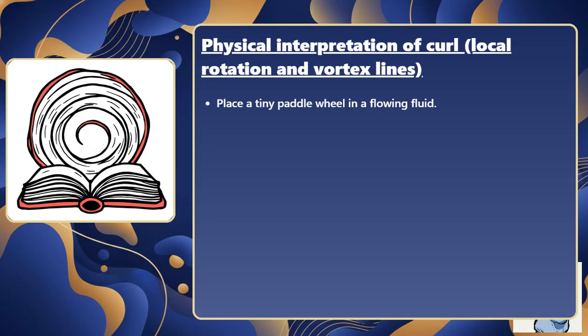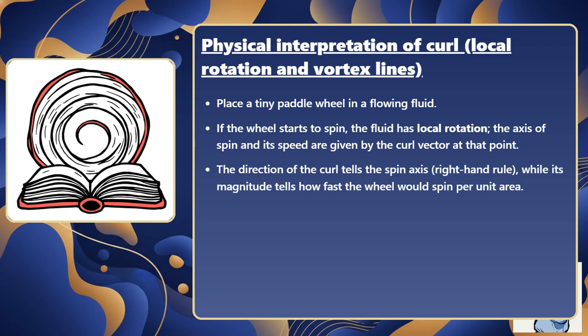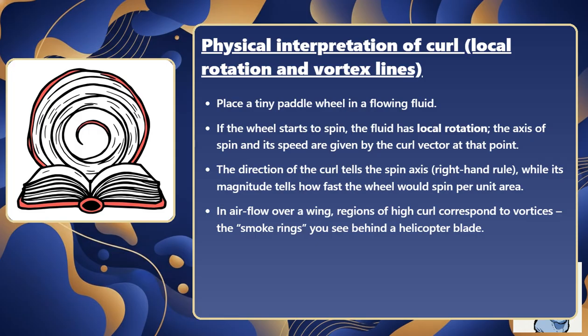Place a tiny paddle wheel in a flowing fluid. If the wheel starts to spin, the fluid has local rotation. The axis of spin and its speed are given by the curl vector at that point. The direction of the curl tells the spin axis, right-hand rule, while its magnitude tells how fast the wheel would spin per unit area. In airflow over a wing, regions of high curl correspond to vortices, the smoke rings you see behind a helicopter blade.